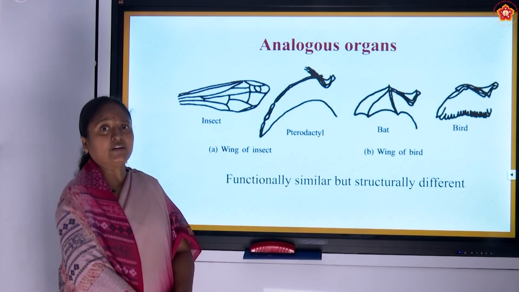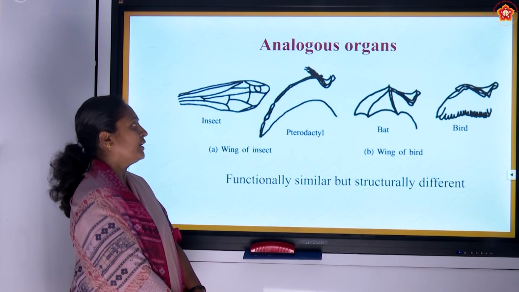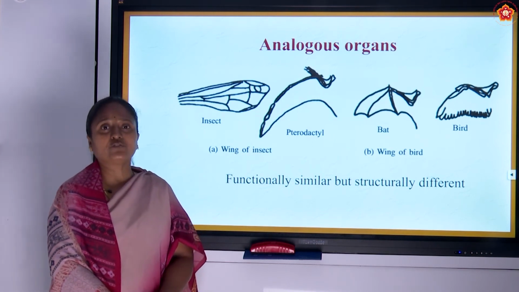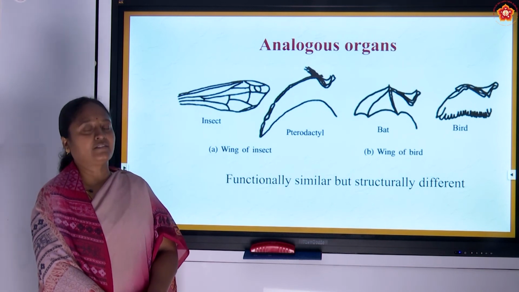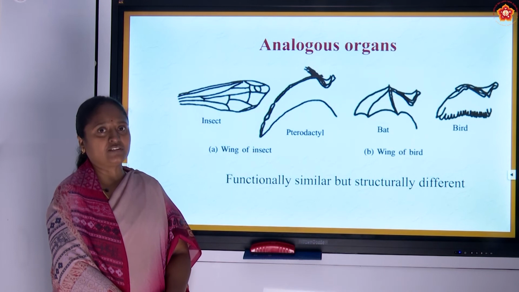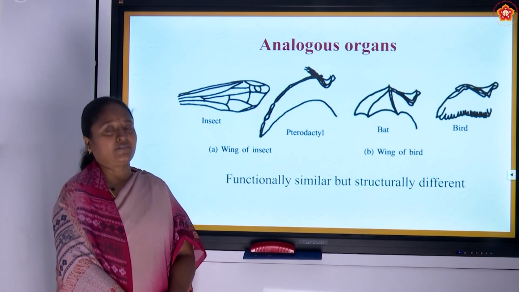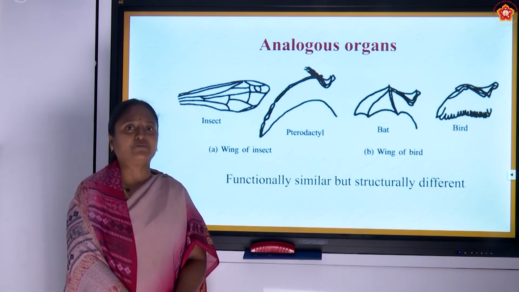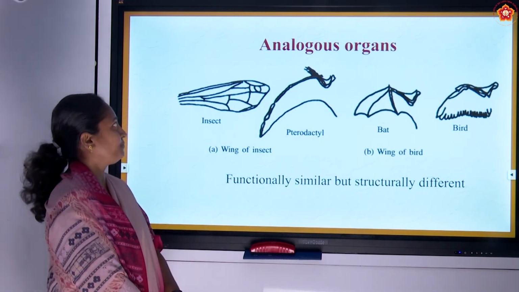Insects belong to the invertebrate group, whereas pterodactyl is a reptile, bat is a mammal, and birds are in the aves group. So we have considered different groups of organisms, but they have evolved certain features needed for their survival. The origin is totally different, but they do the same function, that is flight.